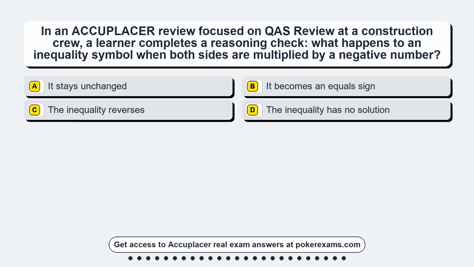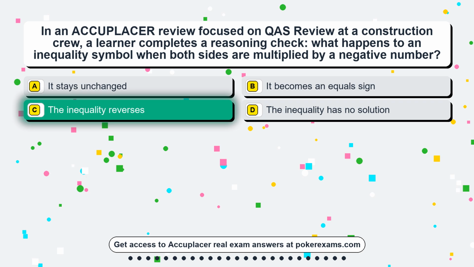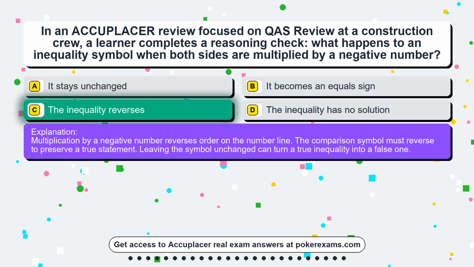Question 5. In an ACCUPLACER review focused on QAS review at a construction crew, a learner completes a reasoning check. What happens to an inequality symbol when both sides are multiplied by a negative number? Option A, it stays unchanged. Option B, it becomes an equal sign. Option C, the inequality reverses. Option D, the inequality has no solution. The correct answer is option C, the inequality reverses. Multiplication by a negative number reverses order on the number line. The comparison symbol must reverse to preserve a true statement. Leaving the symbol unchanged can turn a true inequality into a false one.